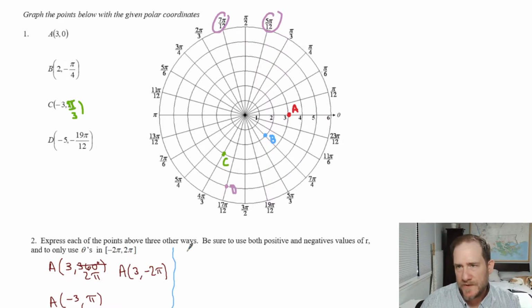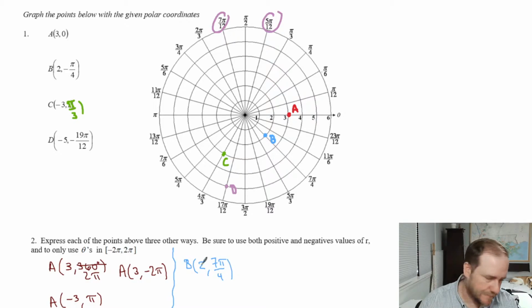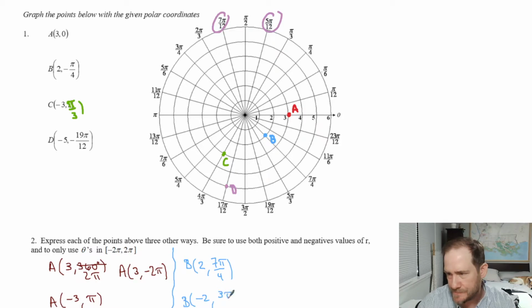So for B, we've got (2, -π/4). Another option for B would be to keep this positive, but instead of -π/4, just go positive 7π/4. So there's the positive option. If we go with -2 as a radius, then the opposite angle we would want is 3π/4, so you'll use that.